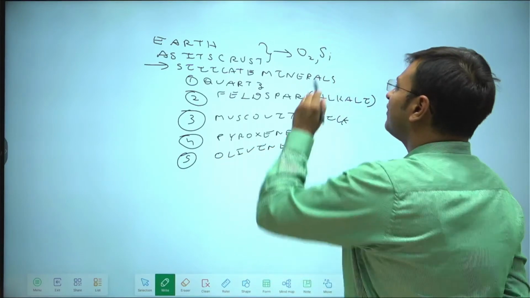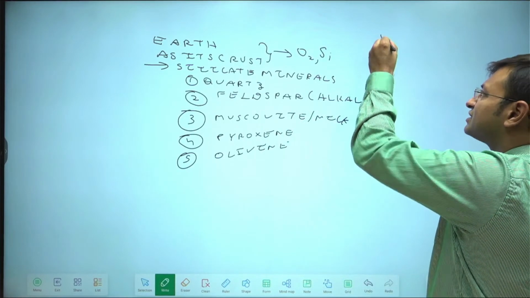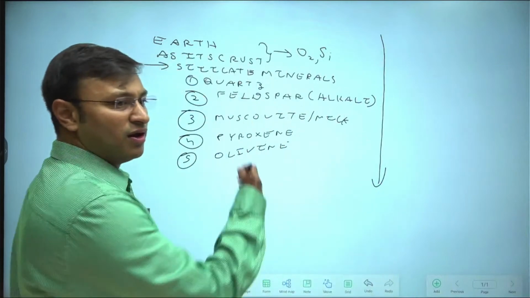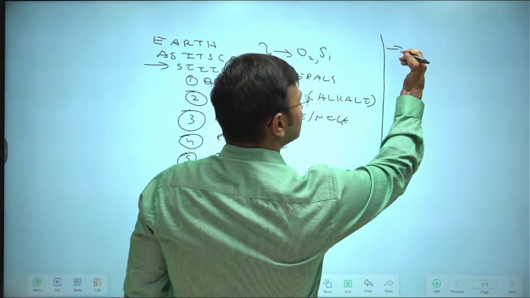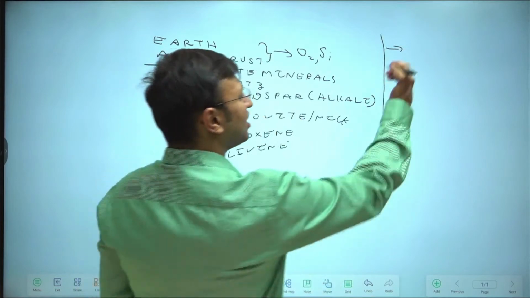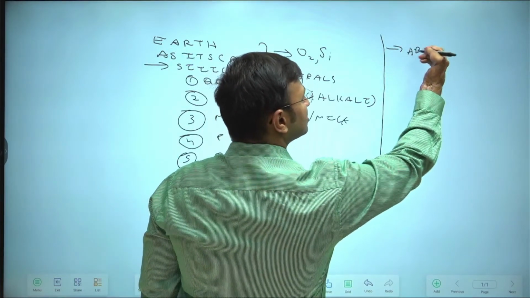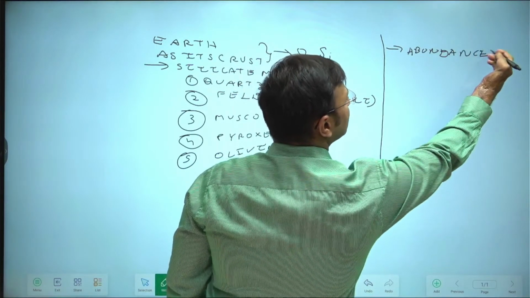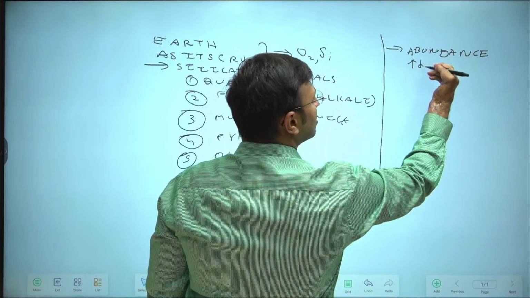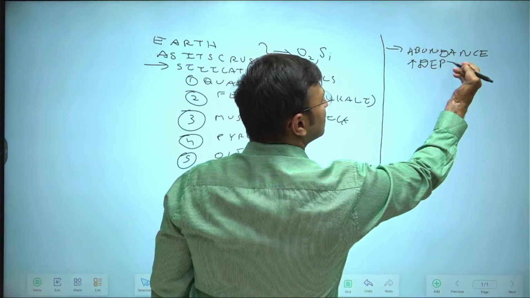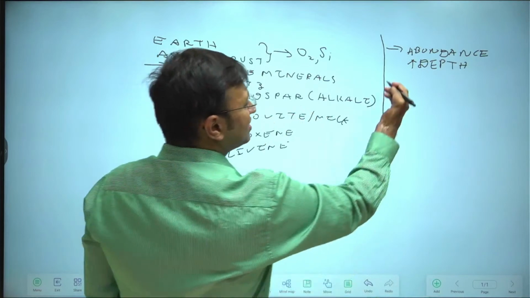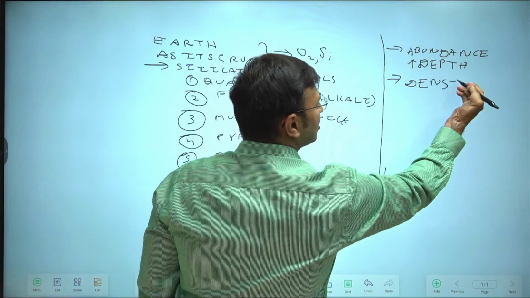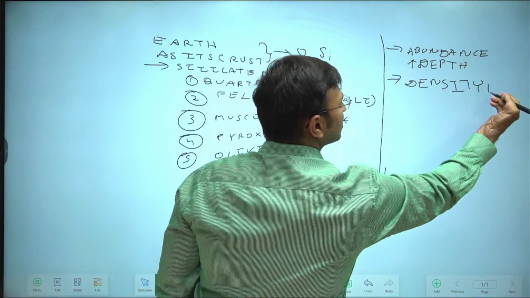Okay, so if I consider this, if I'm painting this arrow, this is the sequence of abundance with depth. Their abundance will increase with depth. Their density will increase with depth.